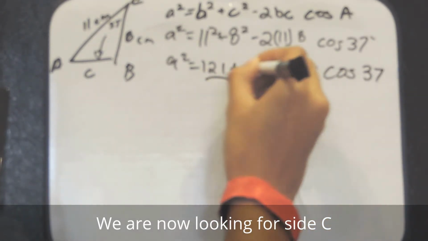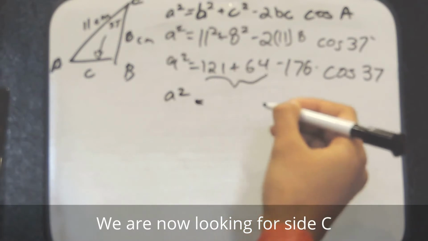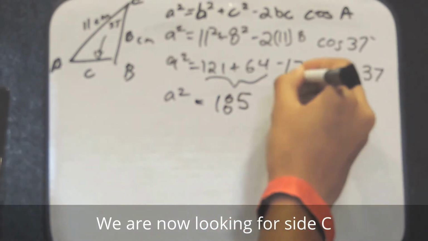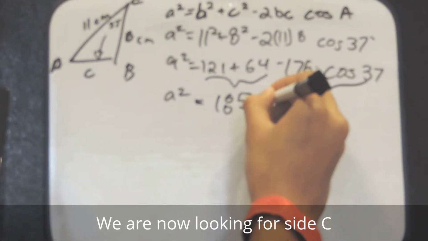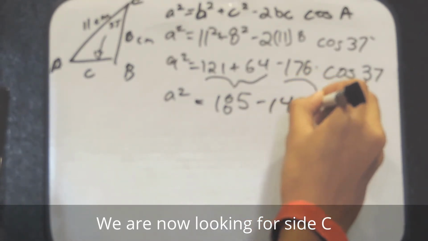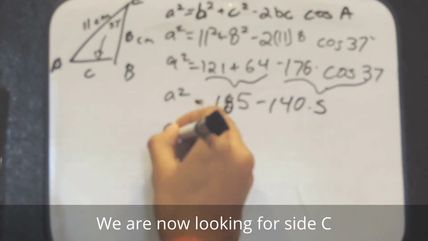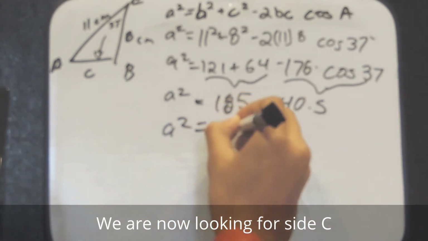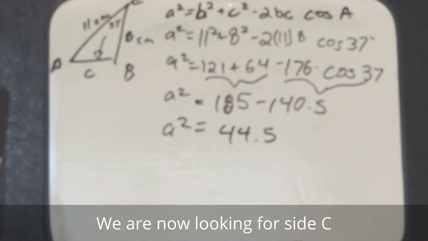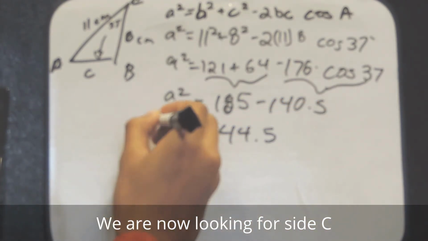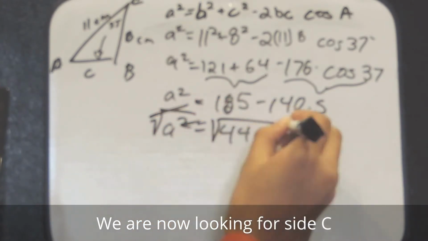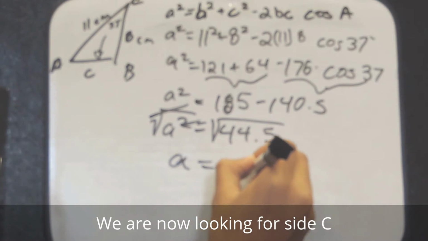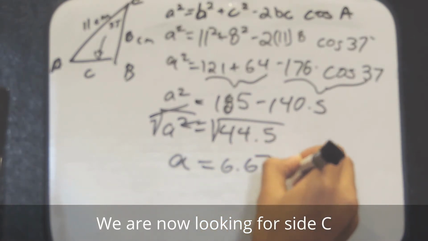Now we'll add these two numbers up, and we'll get 185. We multiply these two to get 140.5, and we'll subtract them to get 44.5. Now we still have the square root here, so to cancel it out, we'll just square both sides. That way we get 6.67 centimeters.